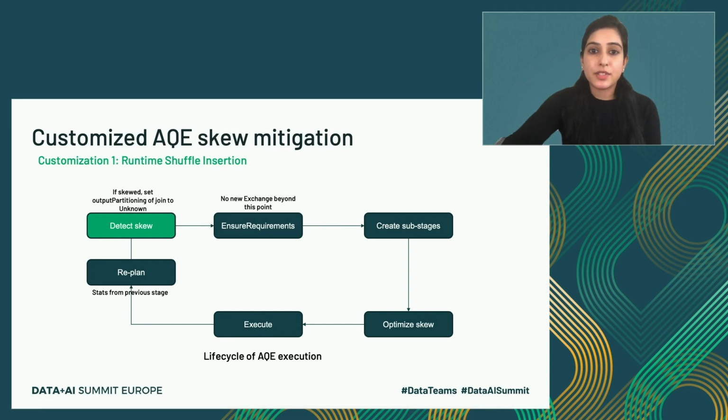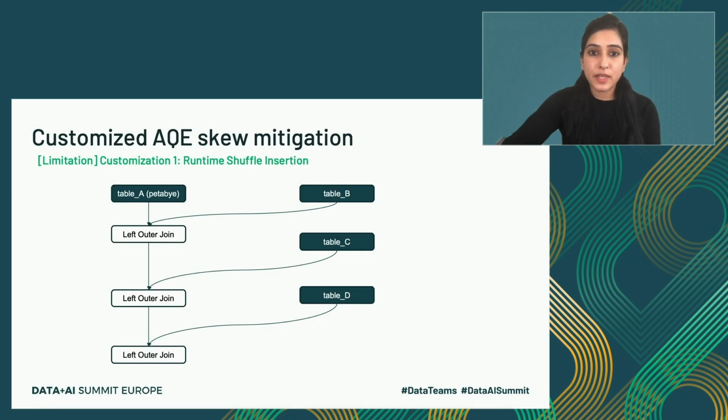In order to add shuffles after a skew join, if required, we added a new step in the lifecycle, which is the detect skew step. Detect skew finds if the current stage contains a join which has skewed inputs. It marks the output partitioning of this join to unknown, thus forcing ensure requirements to add shuffles after the skewed join if it is followed by an operator that requires a particular distribution. This way, we were able to support most of our skewed pipelines that were previously supported by our older solutions.